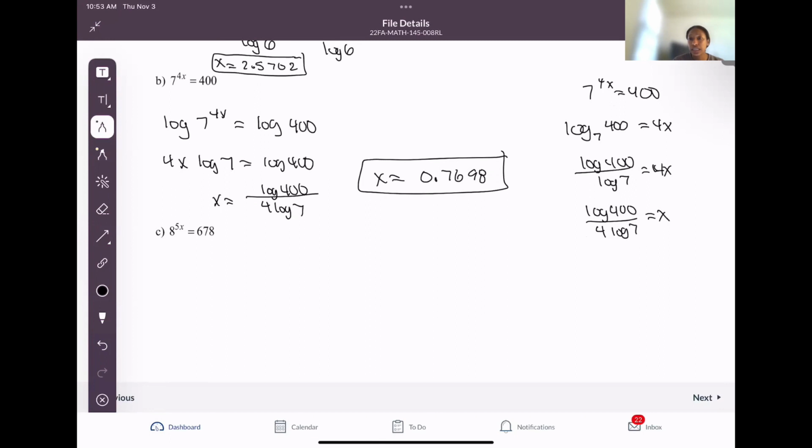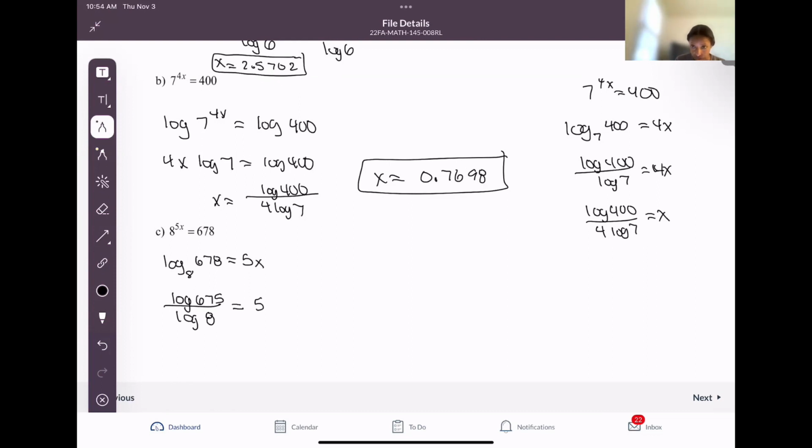All right, what about part C? Did anybody get an answer for part C that they want to share? All right, I'll do one. So let's do this one using the second method. If we convert this to logarithmic form, we'll have log base 8 of 678 equals 5x. Log base 8 of 678 can be written as log of 678 divided by log of 8. That's using the change of base formula. And then we get that that's equal to 5x.